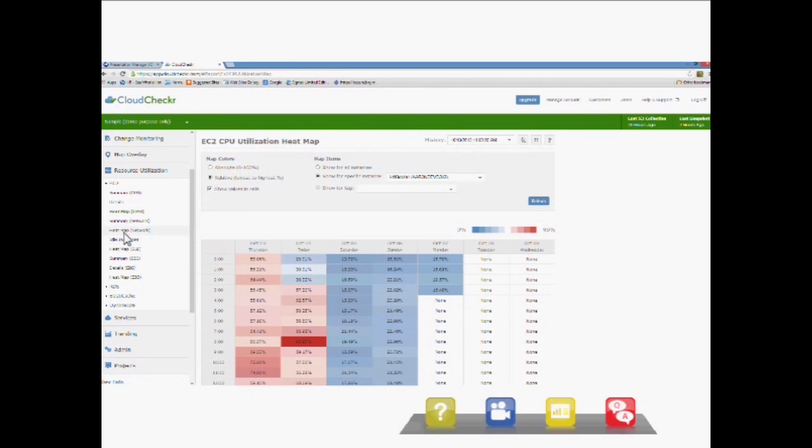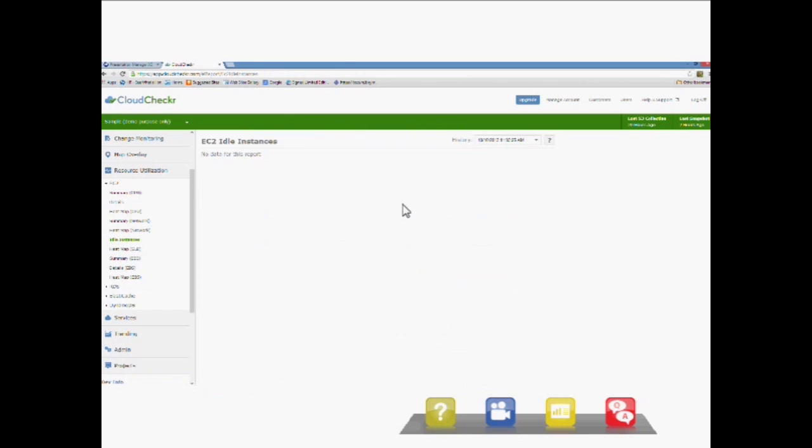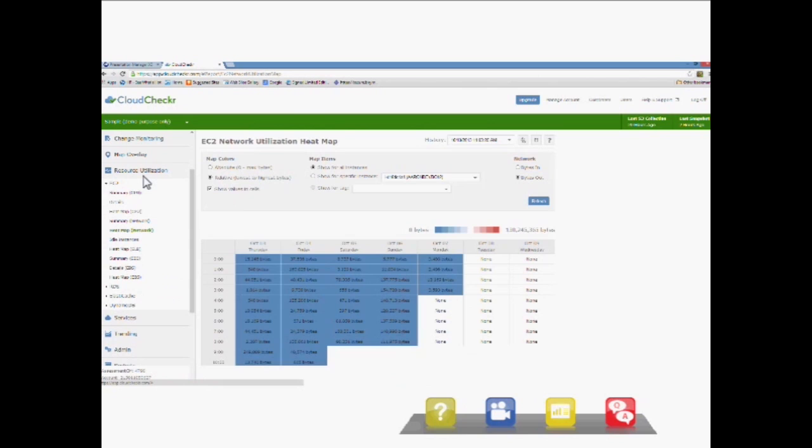You could do that across your EBS volumes, across your RDS, across your Elastic Load Balancers, and we even highlight idle instances. On this account, we have no idle instances. So there are different ways to analyze your resource utilization to try to keep that where it should be.